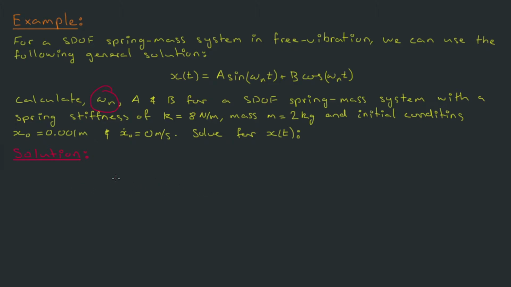So we know that the equation for omega n is equal to the square root of K on M. In this case, we can see that our K here is 8 Newton meters and mass here is 2 kilograms. So we just plug straight in. We get the square root of 8 on 2, which is equal to the square root of 4, which is equal to 2. Now, you might be wondering, well, what are our units here? And our units are rads per second.